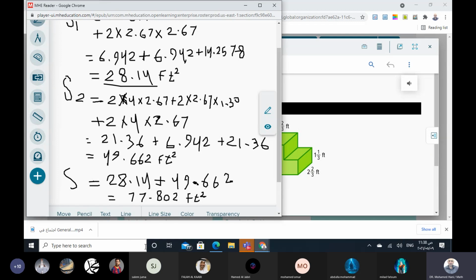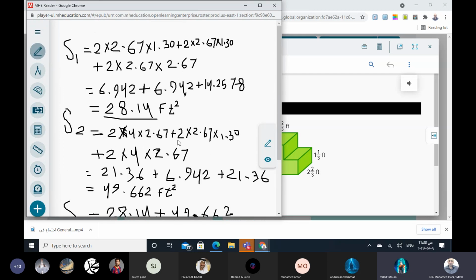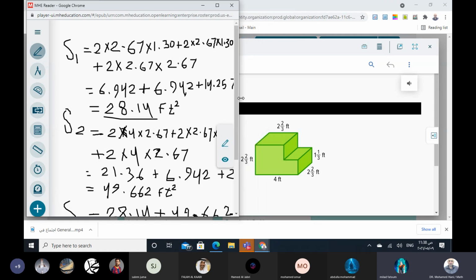Does anyone have any question here? Mr., the surface one, you mean the big triangle? The big what? Mr., can you move the page, because I want to see the prism. S1 means the upper rectangular prism, and S2 means the lower rectangular prism. Okay?